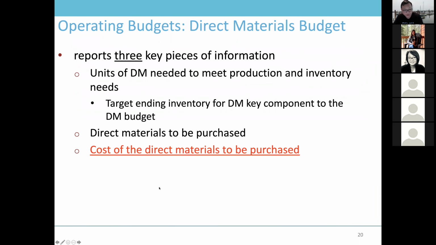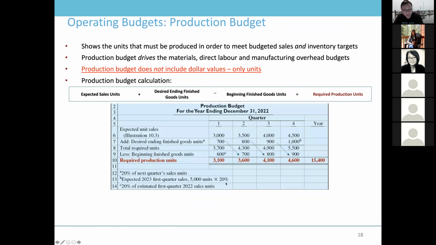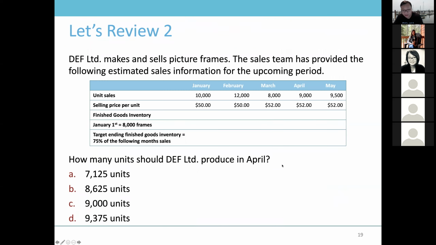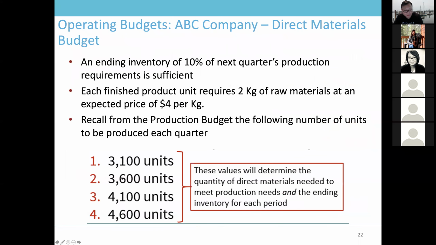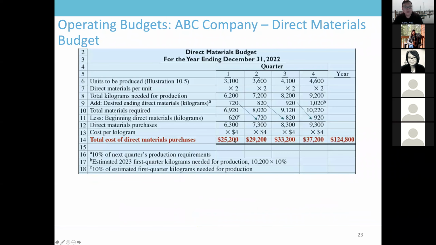I'm going to show you here. Did you see? This is our production budget: 31, 36, 41, 46, right? So we are going to use that information, 31, 36, 41, 46, to do the direct material budget. So that's my production, right? We start with the production units, and each unit, finished goods, is going to use 2 kilograms, right? So I'm going to times 2.